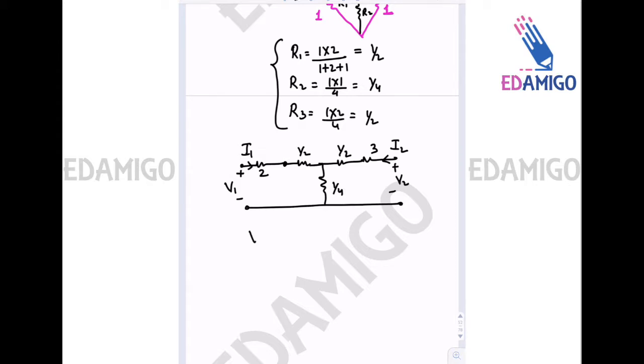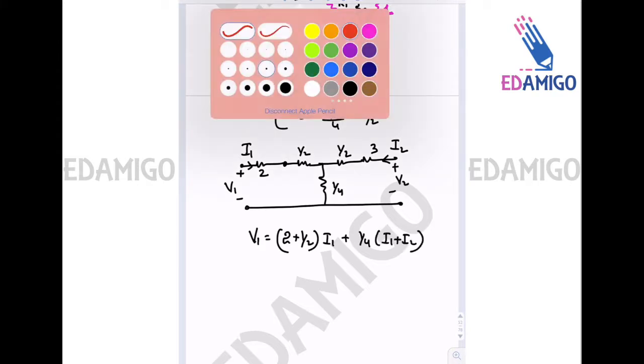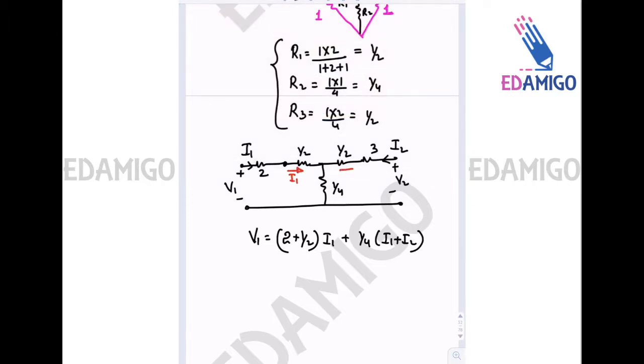So V1 is equal to 2 plus 1 by 2 into I1 plus 1 by 4 into I1 plus I2, because here current is I1, here current is I2. The current in this resistance will be I1 plus I2. So applying KVL in this loop, we will get V1 is equal to this. So V1 is equal to 2.5 I1 plus 0.25 I1 plus 0.25 I2, that is 2.75 I1 plus 0.25 I2.